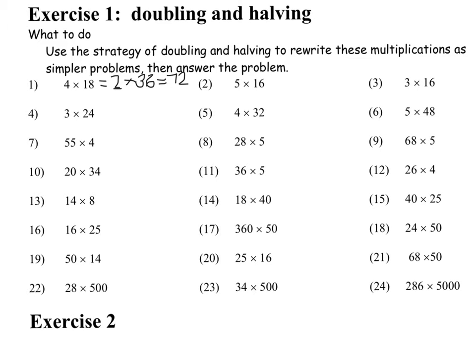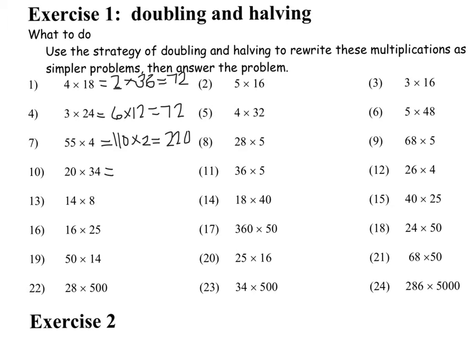Let's look at 3 times 24. I'm going to double 3 to be 6, half 24 to be 12. I know my 12's facts, and 6 times 12 is 72. Let's look at the next one. 55 times 4. I'm going to half 4 to be 2, and double 55 to be 110. Double 110 equals 220.